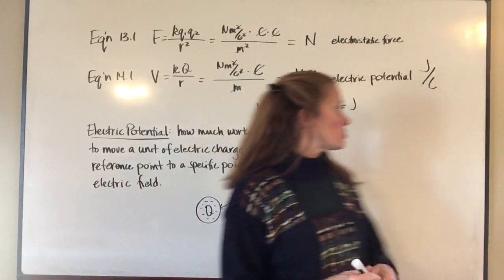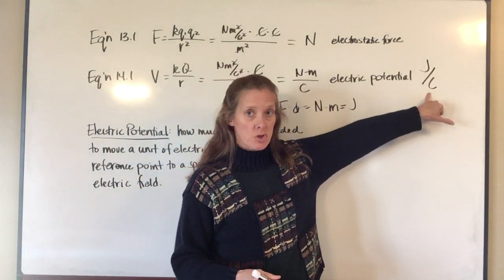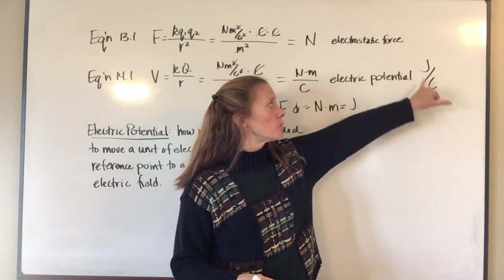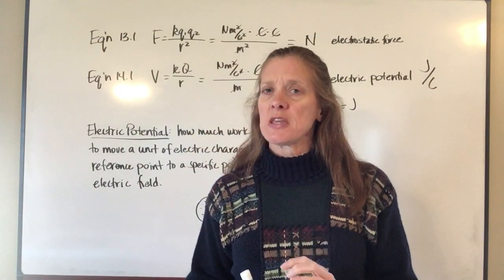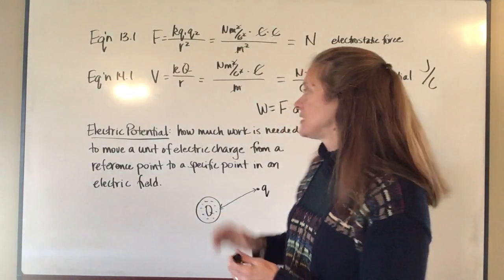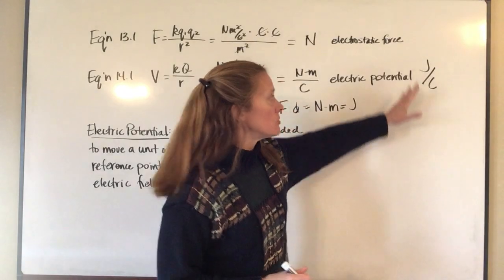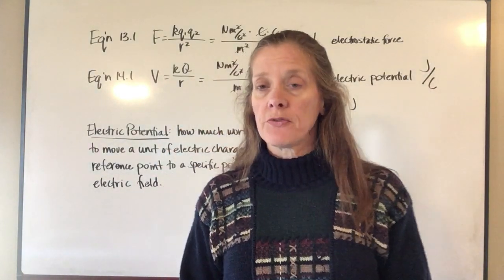So electric potential is how much work is needed per unit of charge. That's why this is in joules per Coulomb. He specifies that this is not the same thing as potential energy. Potential energy is only going to be expressed in joules, not in joules per Coulomb. And so I don't want you to get those two confused.